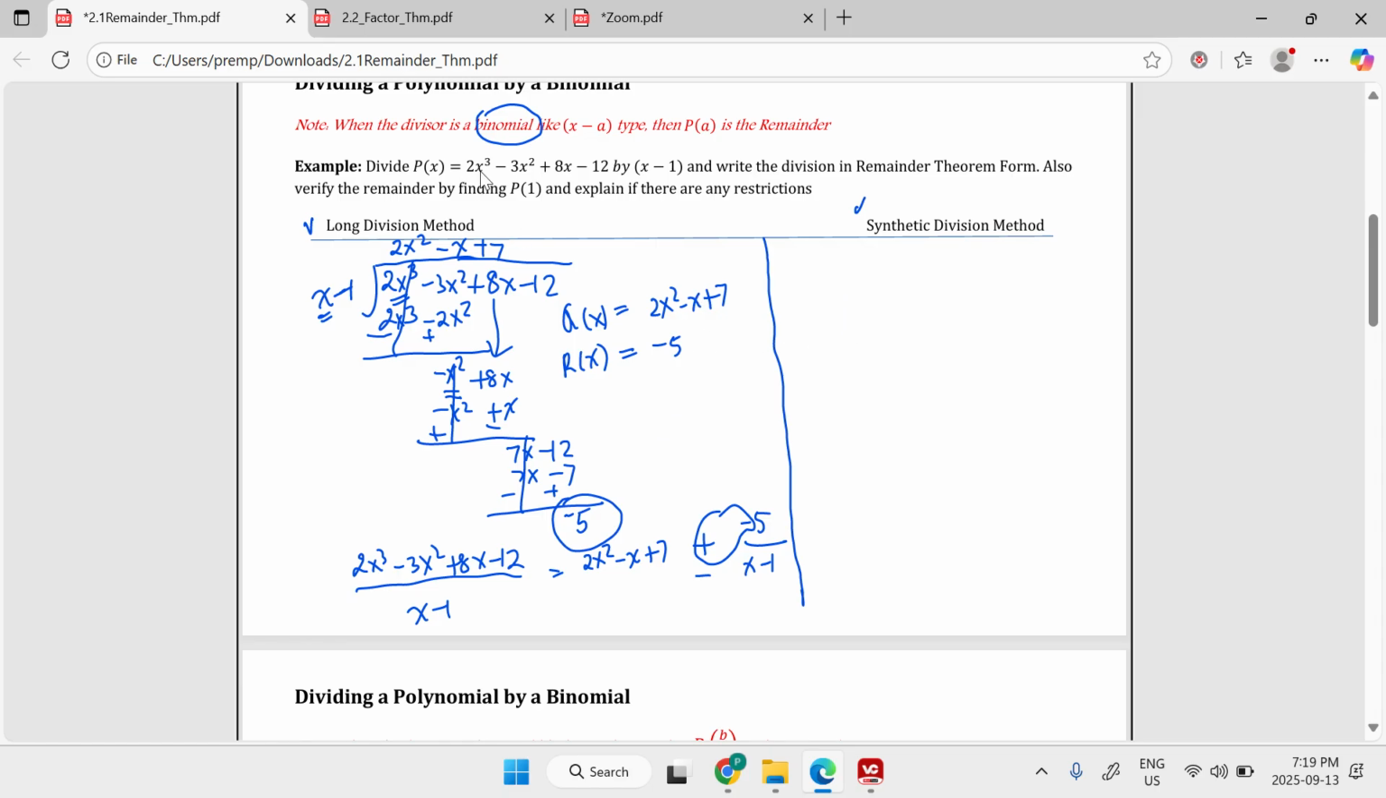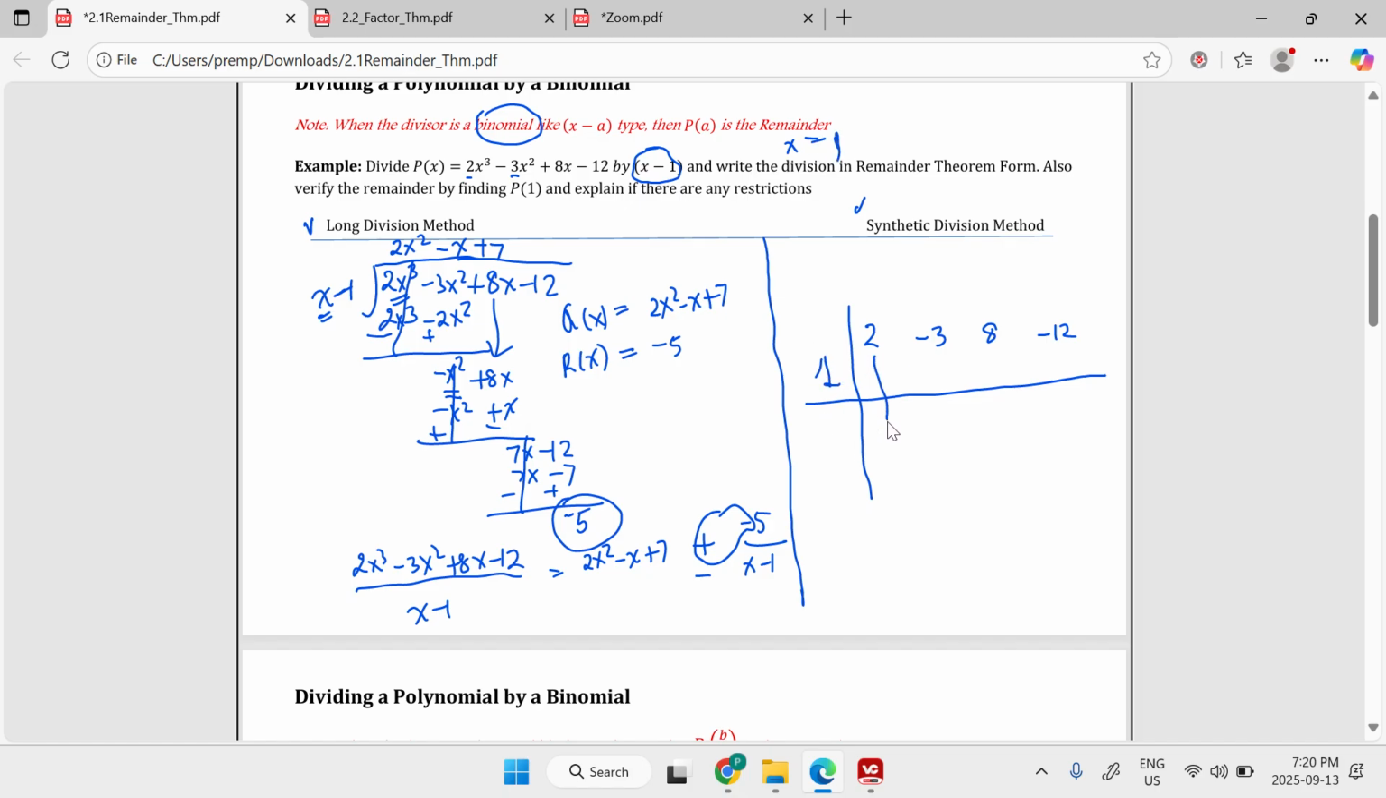So what we do, first we write the leading coefficient of all these terms. Again, if some leading coefficients are missing, please make sure you write it 0. So I will write here 2, then I write negative 3, then I write here 8, and then I write negative 12. And then we draw a line like this. And here we write the divisor. So we get the value of x from here. So it's x equal to 1. That's how we find it. And we write that 1 here.